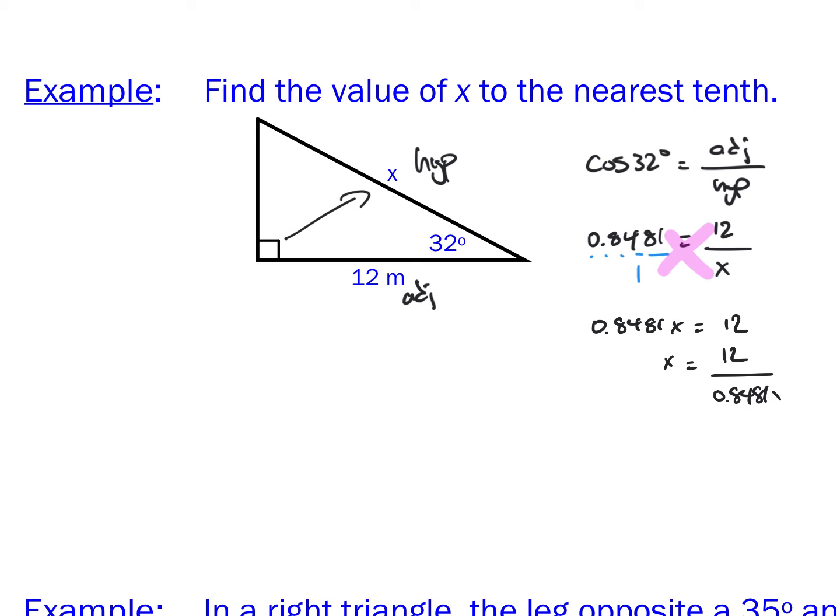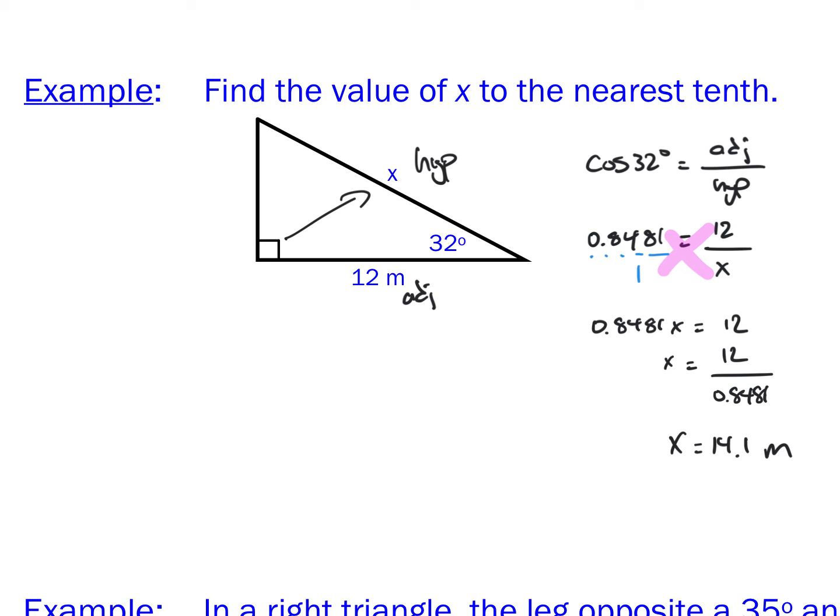X equals 12 divided by 0.8481. Oopsies, no x. And now just go ahead and complete that dividing. 12 divided by 0.8481, and we get 14.1 meters. Make sure to include those units, and that's the answer that represents the side X, otherwise known as the hypotenuse of the triangle. And again, if it's the hypotenuse, it's the biggest side, and it's bigger than the other side we know, so that makes sense.